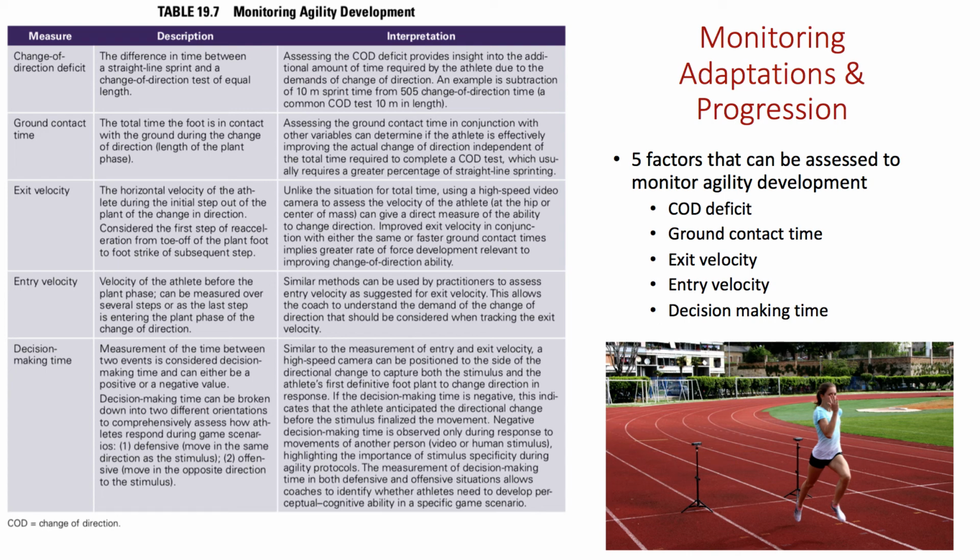One way in which we can do that is through the implementation of testing on a track and using timing gates, which are set up sequentially to monitor entry and exit velocities, as well as decision-making time when you've stopped, as well as it can measure change of direction deficits and ground contact time. So that's one way in which you can monitor agility development.